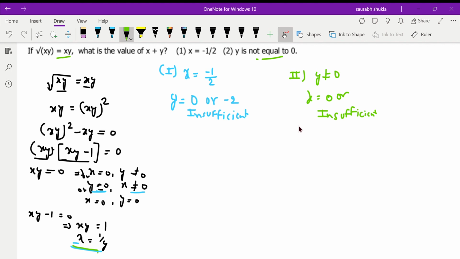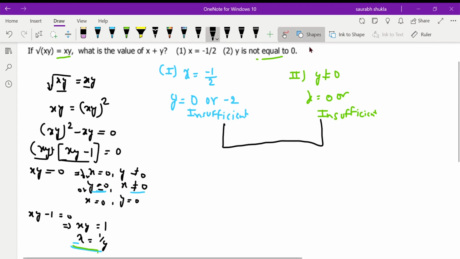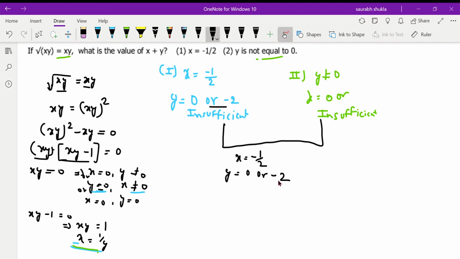Now, what happens next? You consider statement 1 alone, it was not sufficient. You consider 2 alone, it was not sufficient. So the third step is to join them and consider them together. So let us consider the information given in both statements. From statement 1, we know that the exact value of x is minus half. Depending on this value, we concluded that y could either be 0 or minus 2, isn't it?